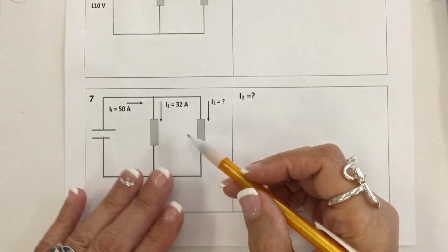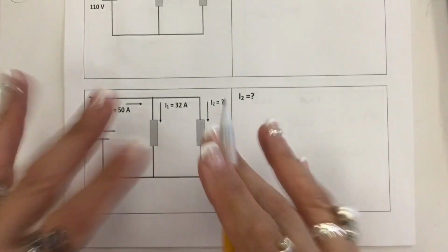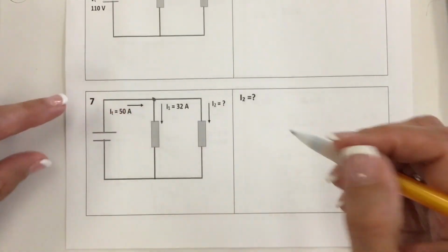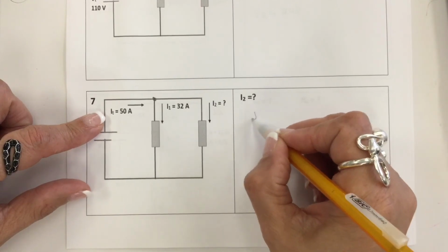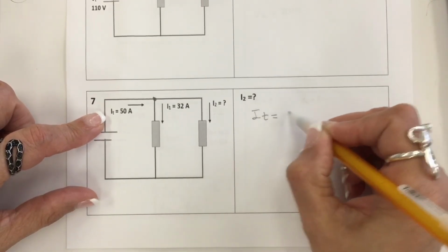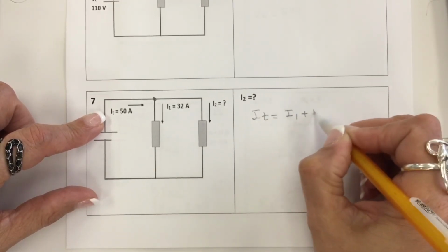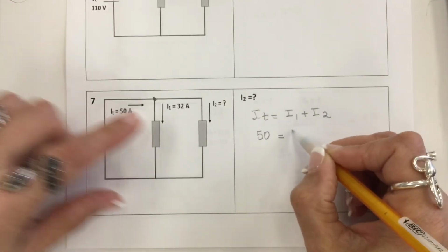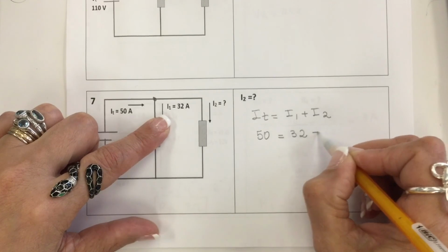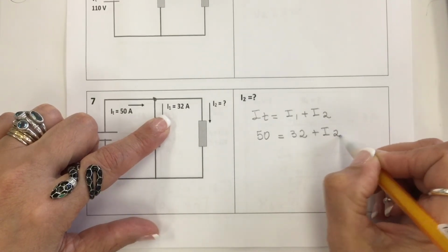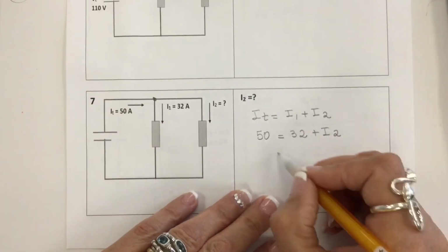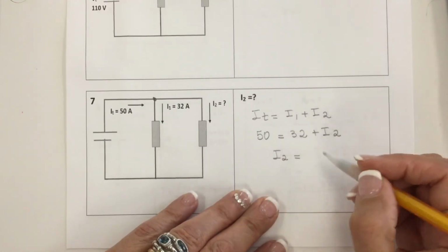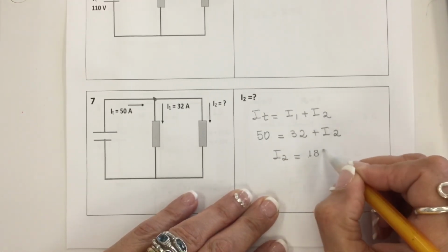In this circuit, it's about current in a parallel circuit. So here is a joint. The sum of the currents in is equal to the sum of the currents out. So my in is 50 and I1 is 32, and I want to know how much is my I2. So I2 is 50 minus 32, which is 18 amps.